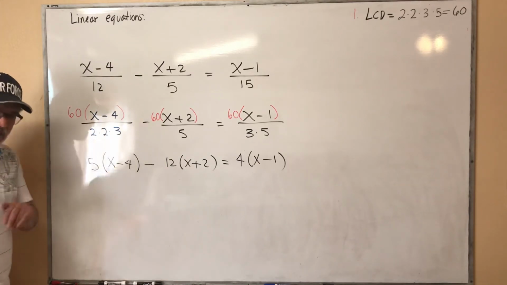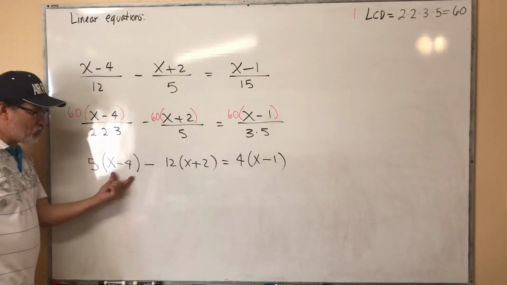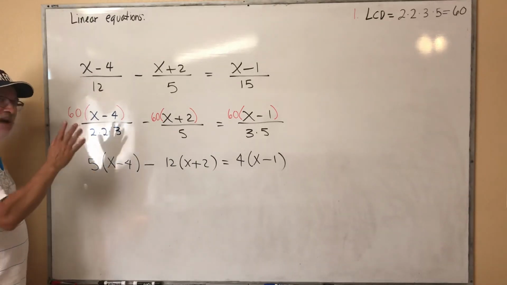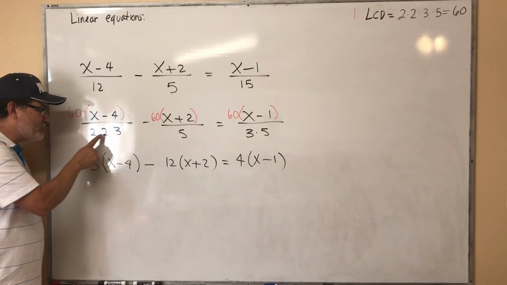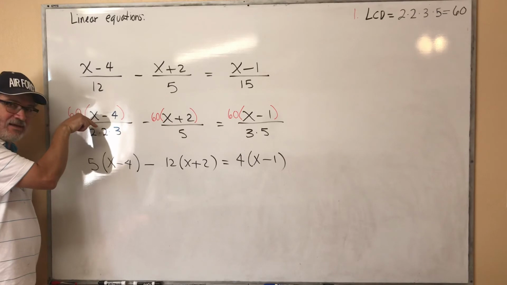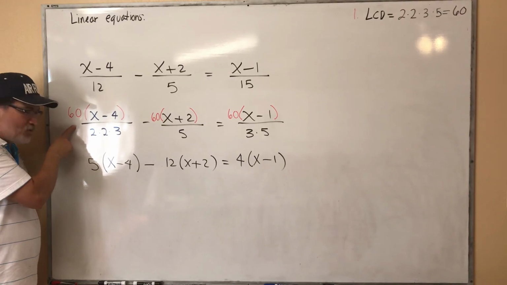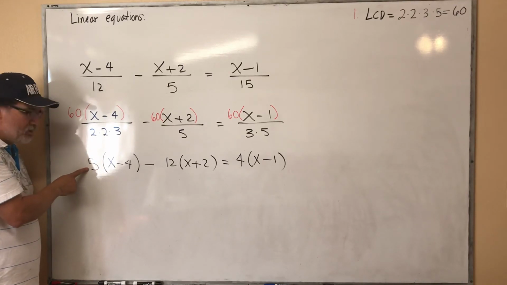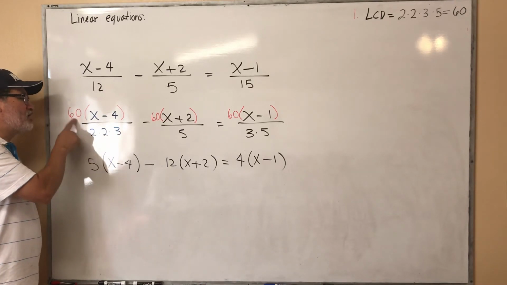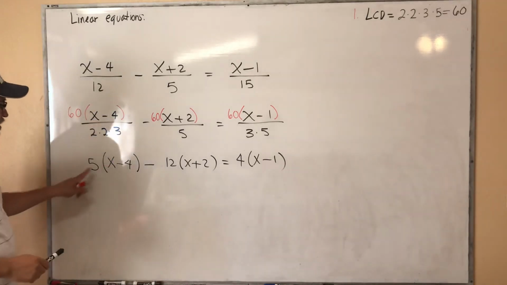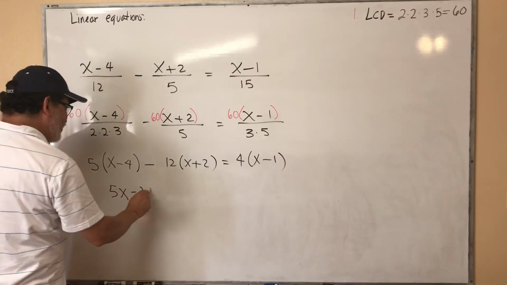Now, listen to me. When the 5 goes inside into this parentheses, guess what? Everybody, the 60, the 2, the 60 divided by 2 times 2 times 3, they all go inside. We just don't do it here. It makes no sense. We do it here because it's simpler. So when the 5 goes inside, everybody goes inside. 5 times x, 5x. 5 times negative 4, negative 20. They all went inside.